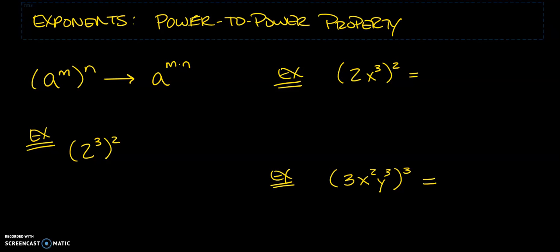It's a very simple procedure. You just have to put it to memory. Let's look at some examples here. I'm taking 2 cubed and I'm going to raise it to the second power. So if I apply my rule, that's going to be 2 to the 3 times 2, which is 2 to the 6th power.